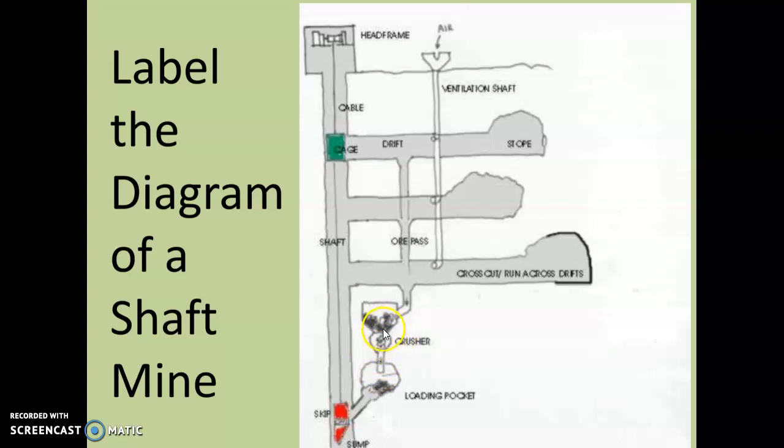So the ore comes through the crusher into the loading pocket. The loading pocket then fills or funnels into the skip, and the skip carries the ore up here, where it's either put onto a conveyor belt, which will take it to a processor, or it gets put onto train cars or trucks.